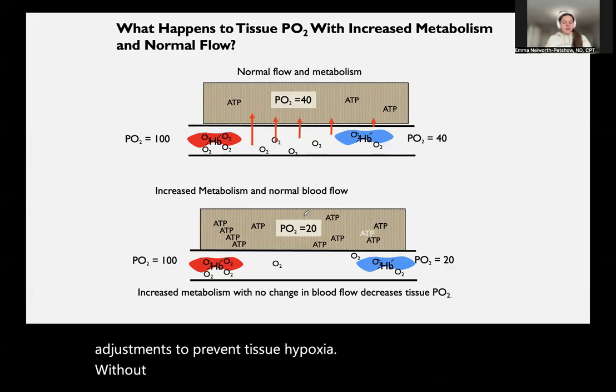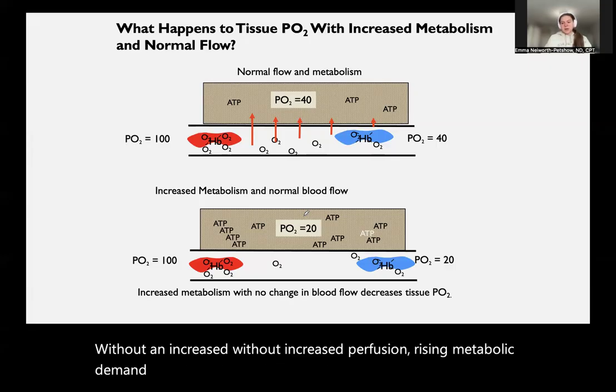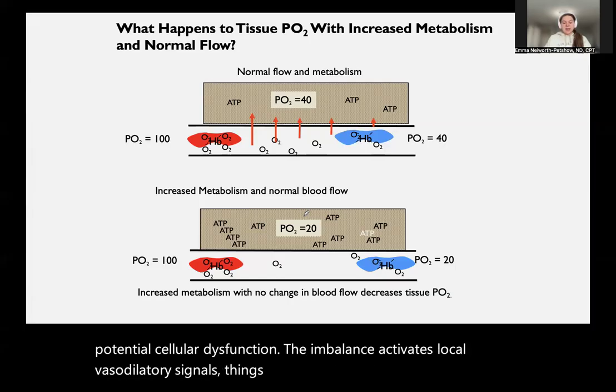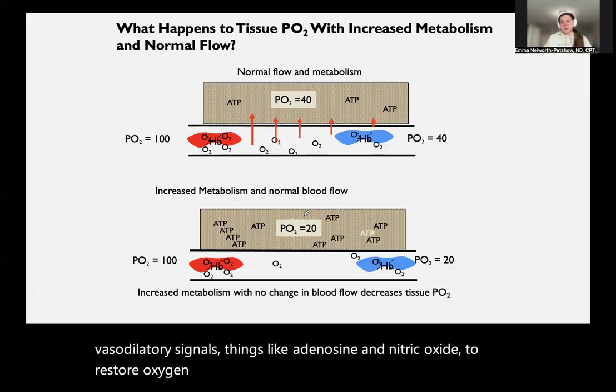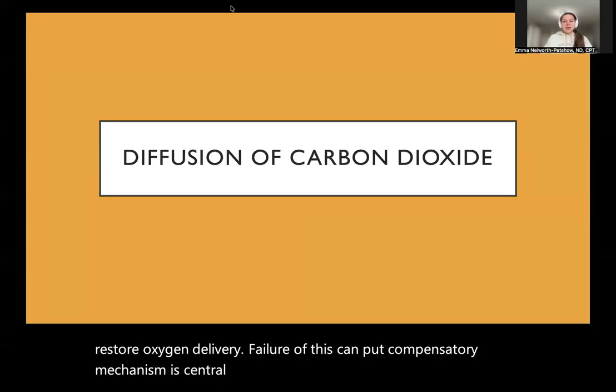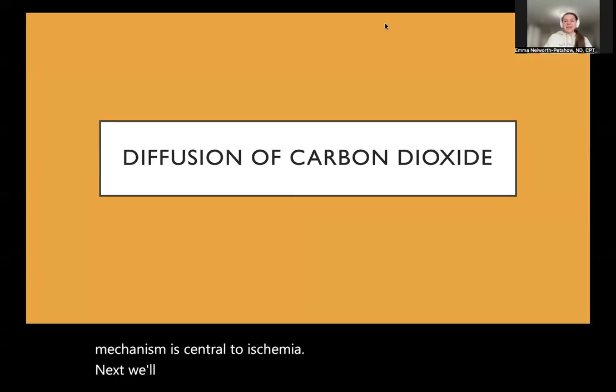Without increased perfusion, rising metabolic demand leads to declining tissue partial pressures of oxygen and potential cellular dysfunction. The imbalance activates local vasodilatory signals, things like adenosine and nitric oxide, to restore oxygen delivery. Failure of this compensatory mechanism is central to ischemia. Next, we'll talk about carbon dioxide diffusion.